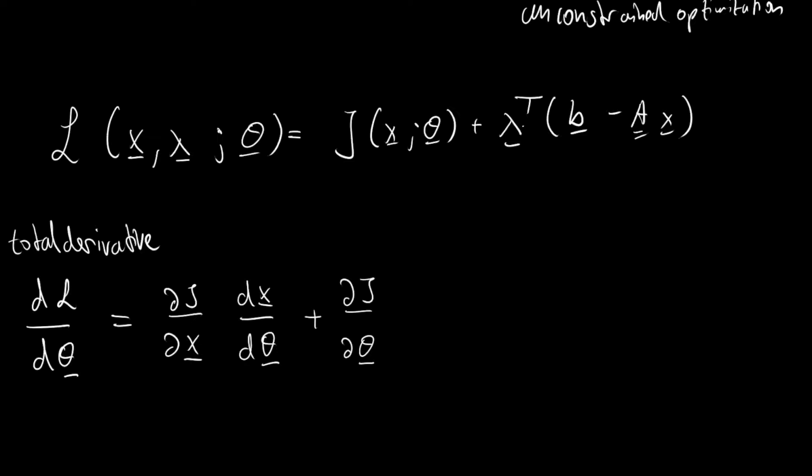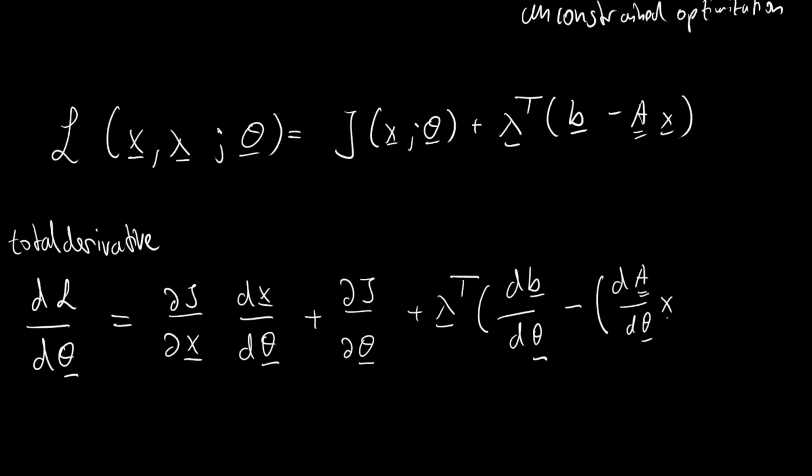And then we go to the second summand here. As said, lambda does not depend on theta, so we can ignore it. So we get a lambda transpose and then opening brackets. First we have a total b total theta, and then minus opening brackets. And since A as well as x will depend on theta, we have to apply the product rule. So we will get first total A total theta times x plus A times total x total theta, and then twice closing bracket.